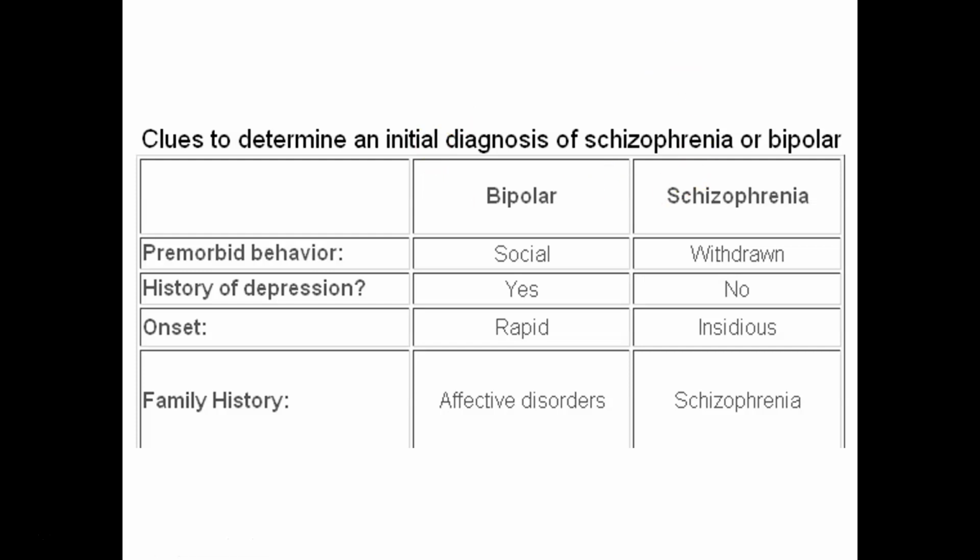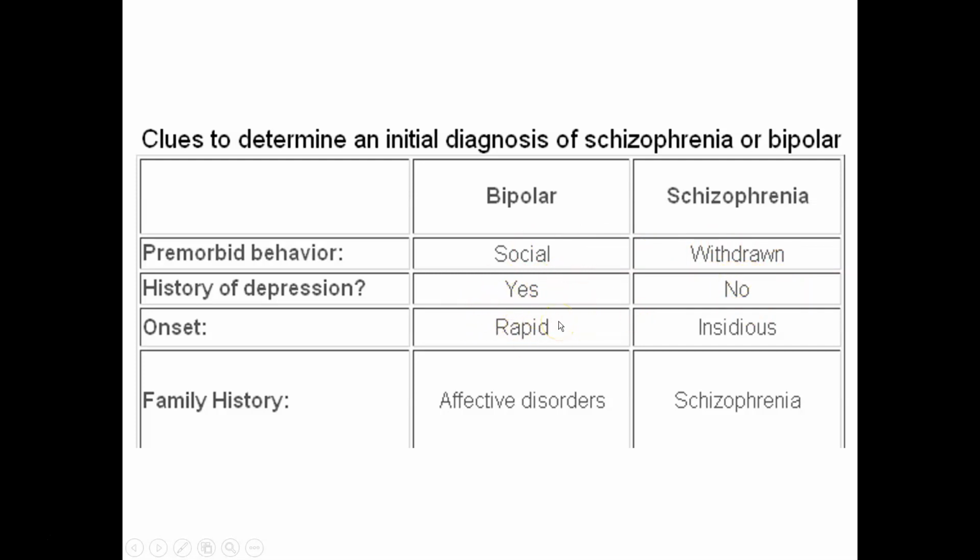Prior to the development of the mental disorder, we tend to find that people who develop bipolar disorder tend to be pretty social. People with schizophrenia tend to be more withdrawn. And I don't necessarily mean an introvert. I mean severe social withdrawal. People with bipolar disorder tend to have a family history or a personal history of depression. People with schizophrenia do not.